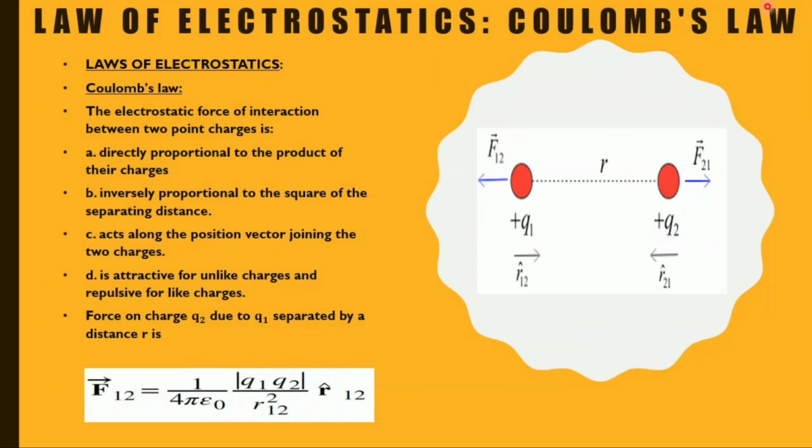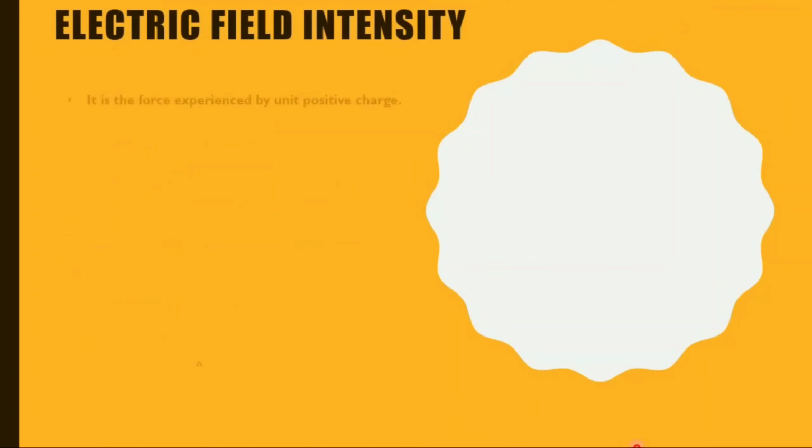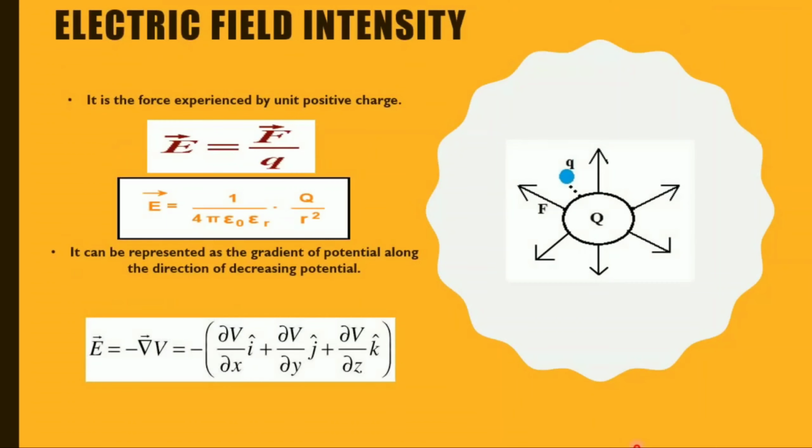So I hope all of you understood Coulomb's law, and if you write all the statements with the diagram and the formula, you will get full marks. Now we will move on to the electric field intensity. Electric field intensity is nothing but the force experienced by a unit charge. Think of a unit charge; whatever force is experienced by it will be the electric field intensity. So E is equal to force by Q, and you can write E is equal to 1 by 4 pi epsilon naught epsilon r, Q by r square.